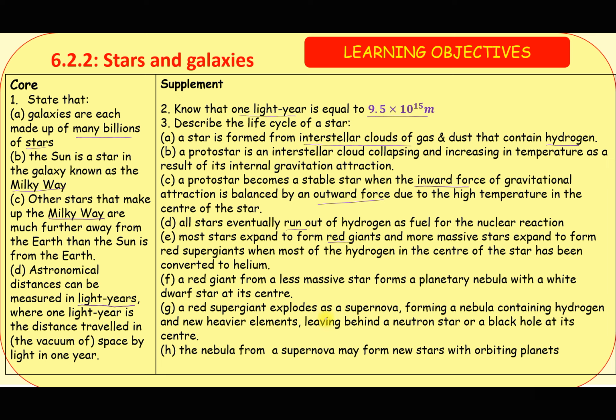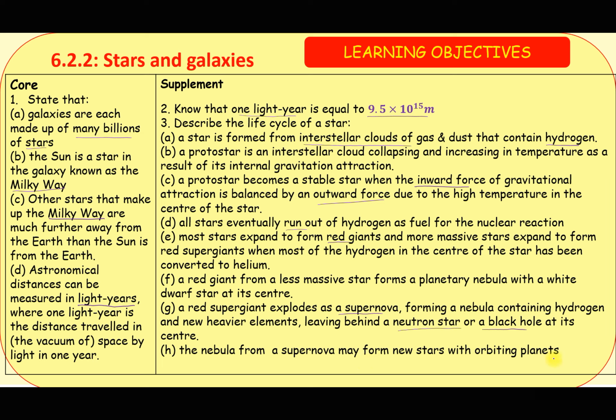A red supergiant explodes as a supernova, forming a nebula containing hydrogen and new heavier elements, leaving behind a neutron star or a black hole at its center. The nebula from a supernova may form new stars with orbiting planets.